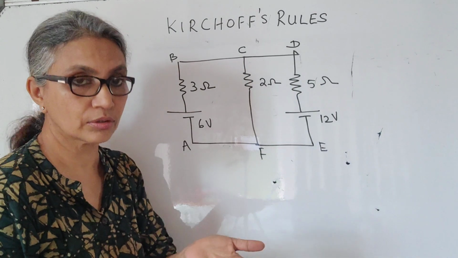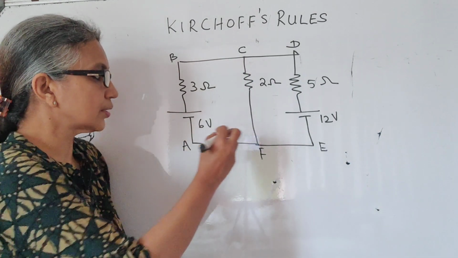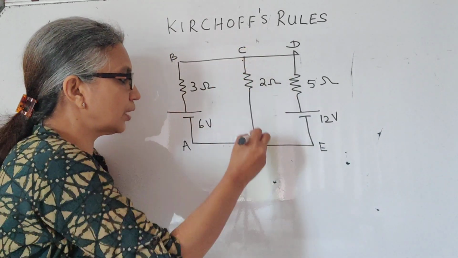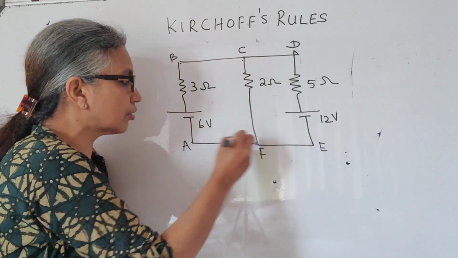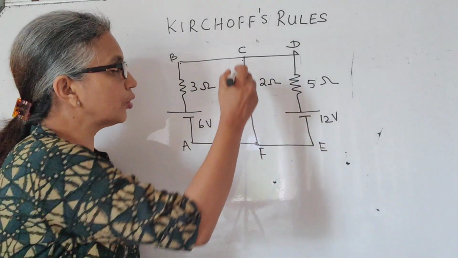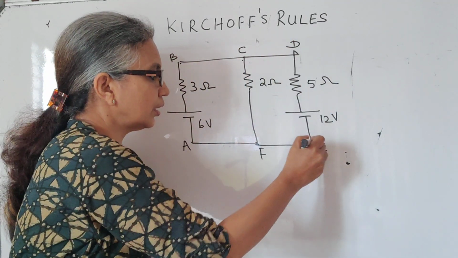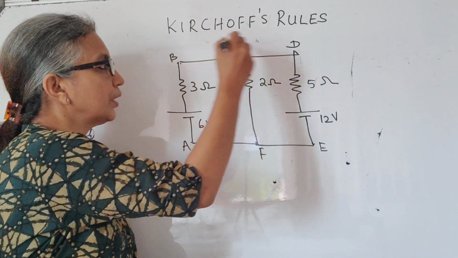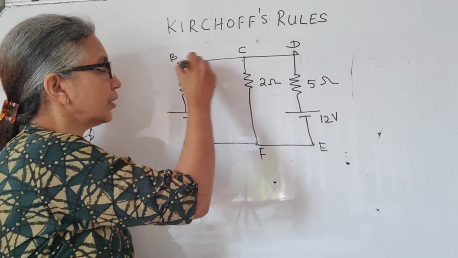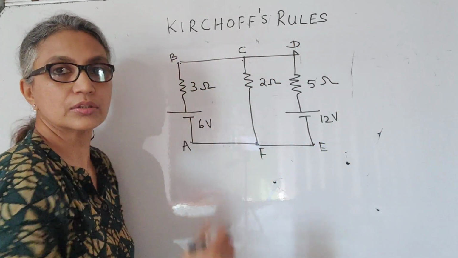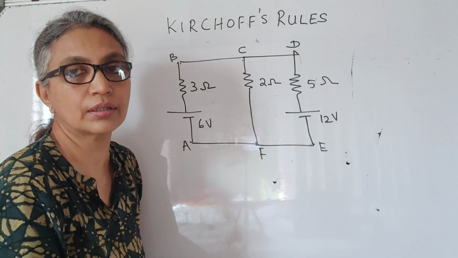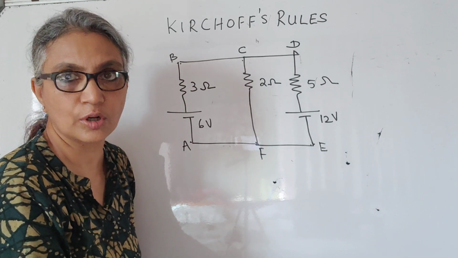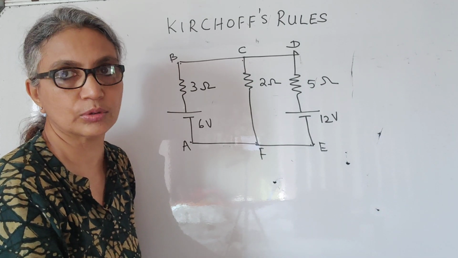Now the second rule, the loop rule, which I was talking about, considers a single closed loop like this. For example, B, C, F, A, B is a single closed loop here. Or you may look at C, D, E, F, C, which is a single closed loop. Or the big one, B, D, E, A, B. This is also a closed loop. So we deal with closed loops in Kirchoff's second rule, and we say that the algebraic sum of the potential drop across resistors and cells must be equal to 0.